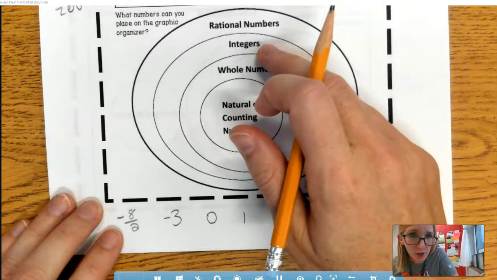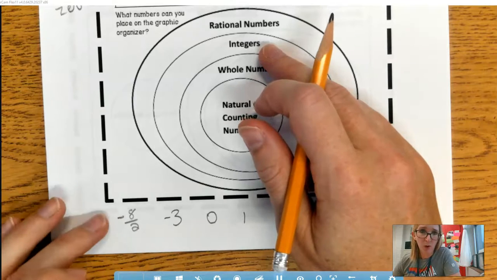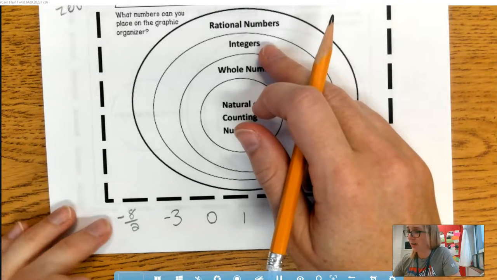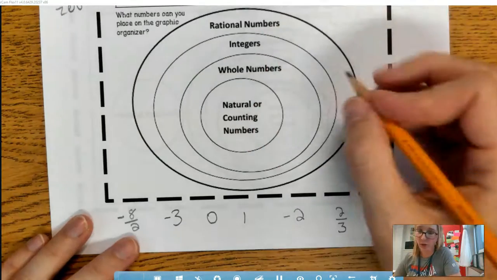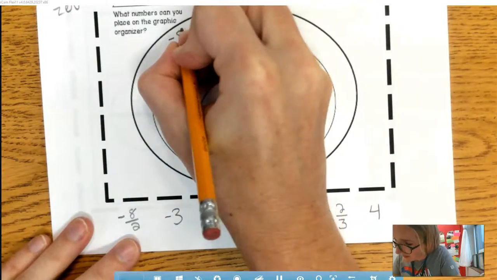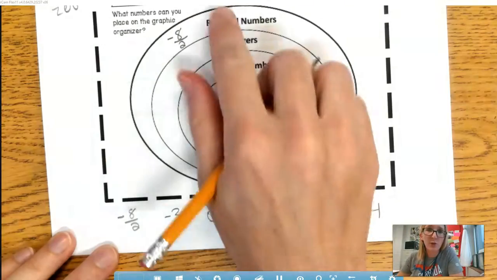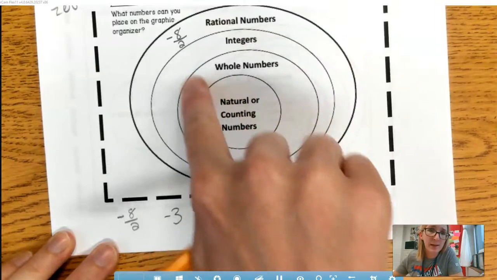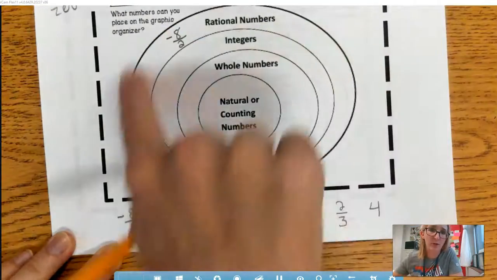Is this an integer? Well, it's a fraction, so that won't work, right? Integers are only a number with no decimals, right? So it's got to be a rational number, all right, because it can be written as a fraction. So this negative 8 over 2 is only a rational number. It doesn't meet any of these other definitions because it's not included in their circle. It's only in the rational number circle.